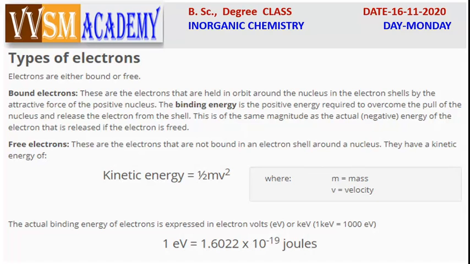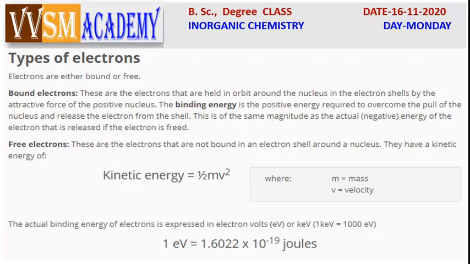Therefore, these are the electrons that are not bound in an electron shell around the nucleus. They have kinetic energy. What is kinetic energy? Kinetic energy is the energy of a particle moving in a particular direction, in the form of an orbital or circular motion, or some other motion, whatever it may be. This is very important, my dear friends. Kinetic means moving, continuing. It's not stable. Kinetic is different from potential.